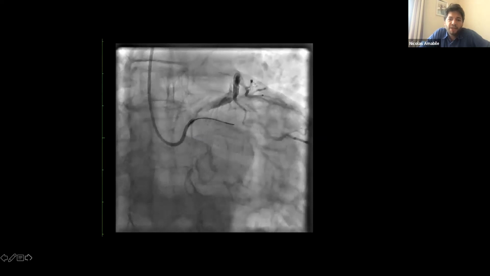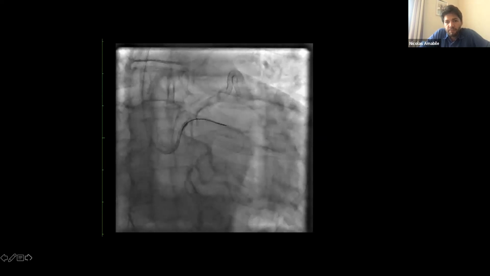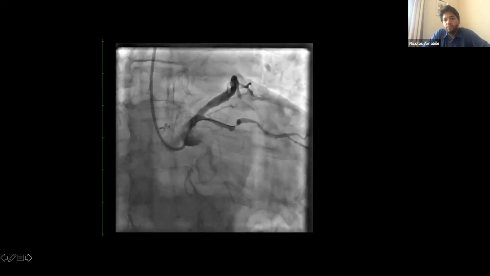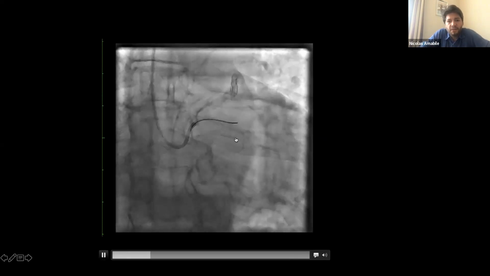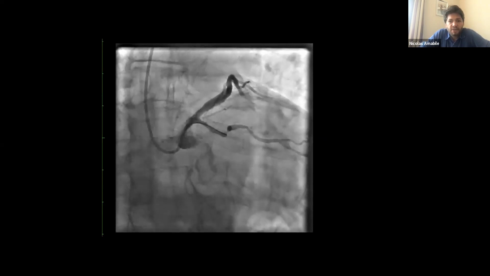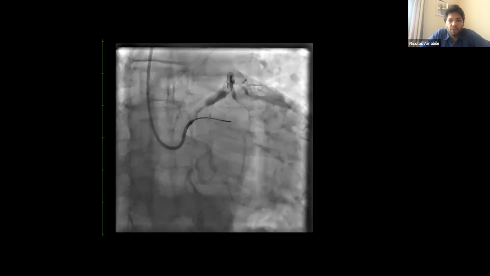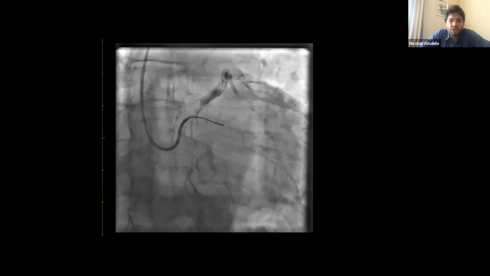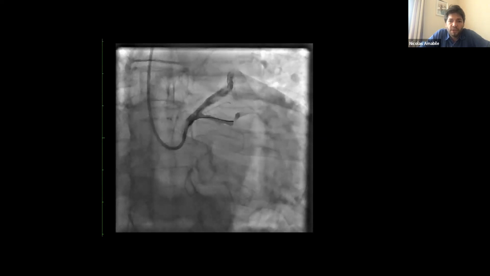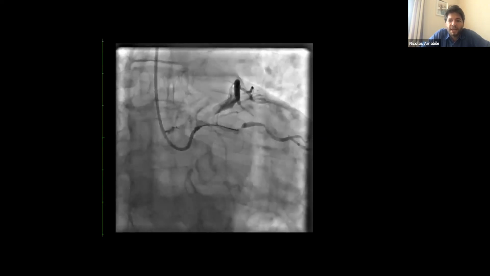Let's go with the initial angio, and you see that it's quite a complex bifurcation. The good part is that the length of the CTO is quite limited, but on the other hand, it's a true Medina 111 bifurcation, and there is no collateral flow from the right to the circumflex, so we will go with only one single access.